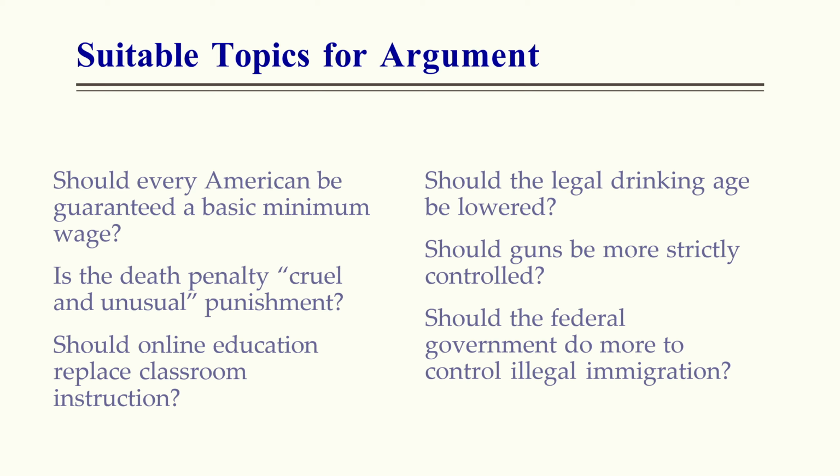So what are some topics that people can argue about? We have, if you've heard of UBI, Universal Basic Income, that's something that has come up in the past 10 years or so, and people have very strong feelings about it. Have things like death penalty, should all education be online? The answer to that one is no. What should the legal drinking age be?